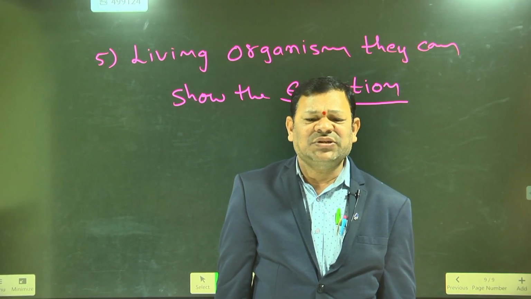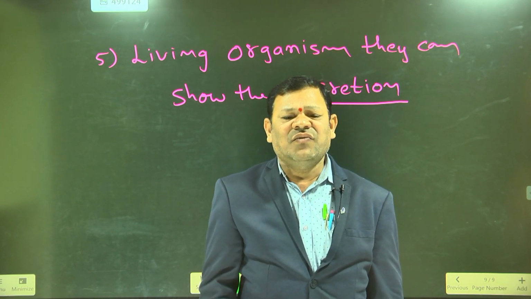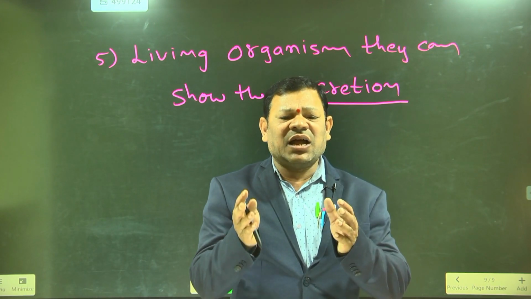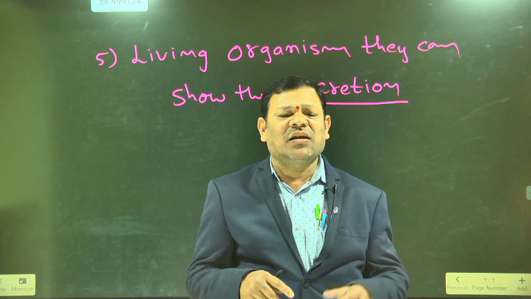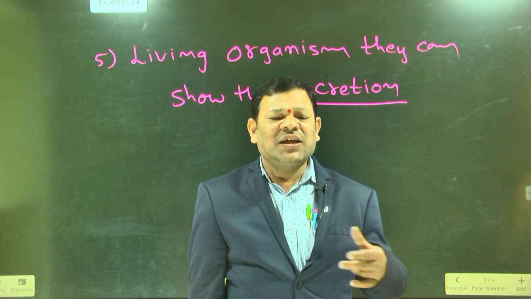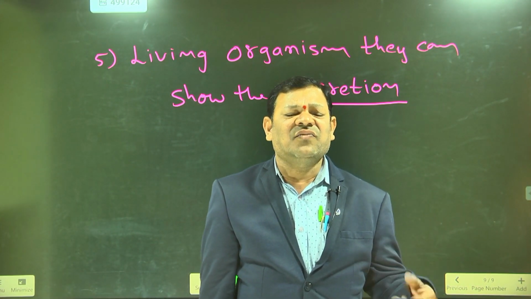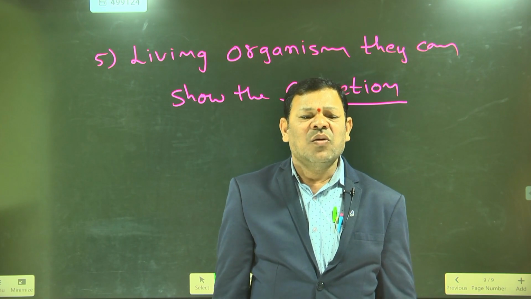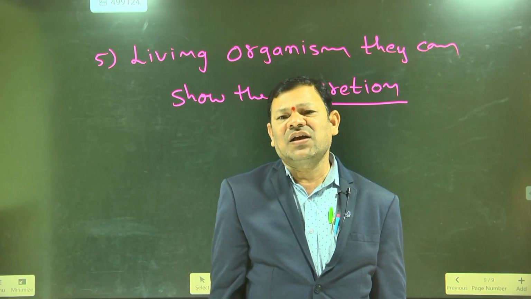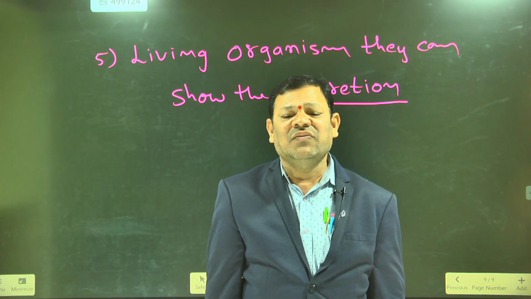So especially in our human body, when we eat food and drink water, the digestive system utilizes what the body of the organism requires. If there is an excess amount of that material, it is sent out as urine or fecal matter. So only living organisms show excretion. Non-living organisms cannot show excretion. This is a characteristic feature of living things.